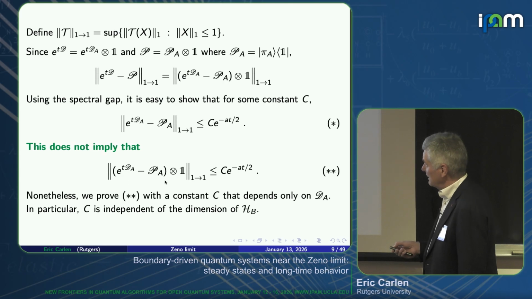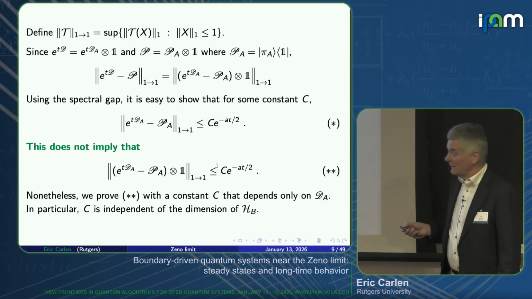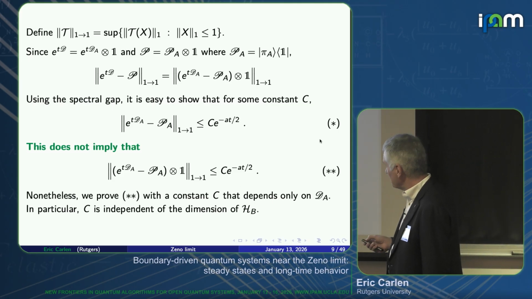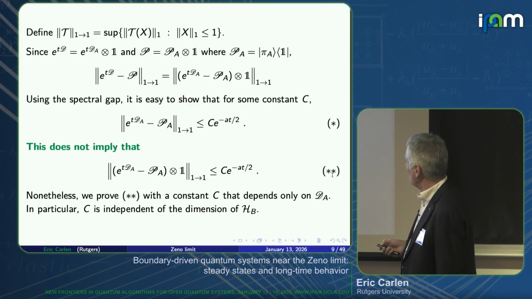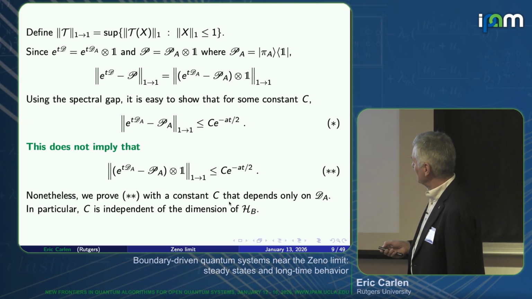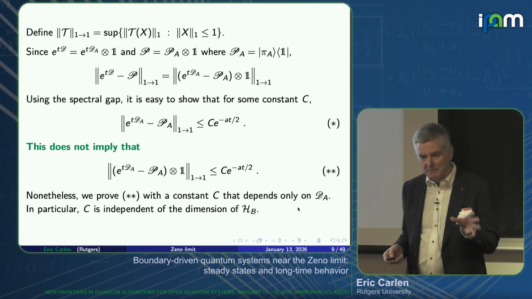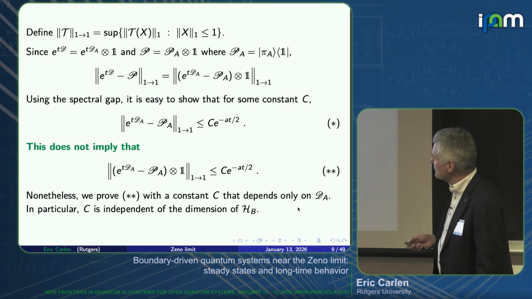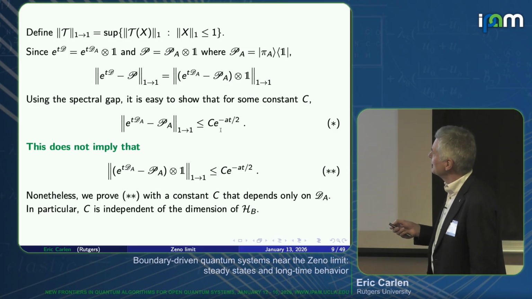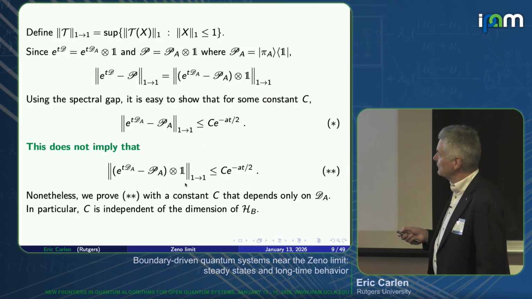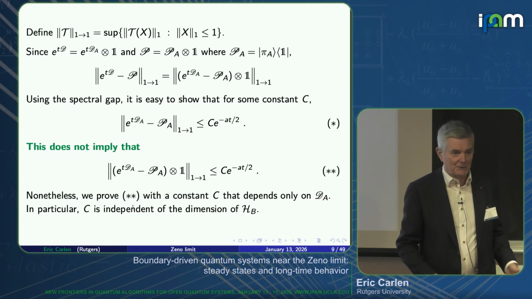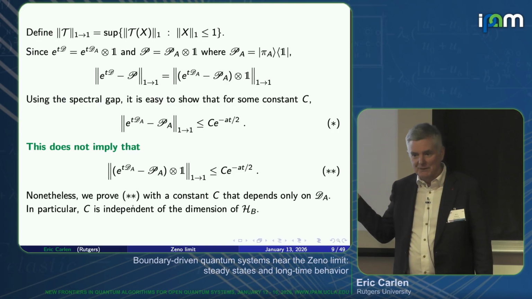This does not imply, if you tensor on the identity, that this is going to decay at the same rate. Nonetheless, we can prove that this inequality holds with a constant that only depends on the dimension of A. In particular, it's independent of the dimension of B. So this is a mathematical question I would like to understand better. In addition to complete positivity, there's the notion of complete boundedness. When you tensor on the identity for an arbitrary auxiliary Hilbert space and take the sup over all the dimensions of those, that's the completely bounded norm.